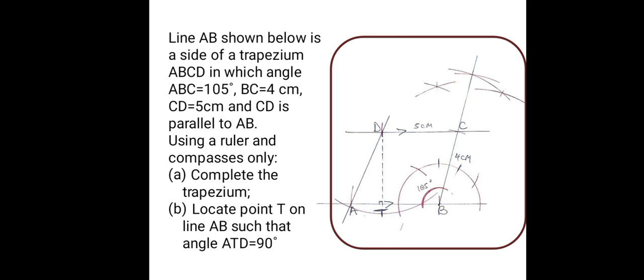Line AB shown below is a side of a trapezium ABCD in which angle ABC is equal to 105 degrees, BC is equal to 4 cm, CD is equal to 5 cm, and CD is parallel to AB. Using a ruler and compasses only. A. Complete the trapezium. B. Locate point T on line AB such that angle ATD is equal to 90 degrees.